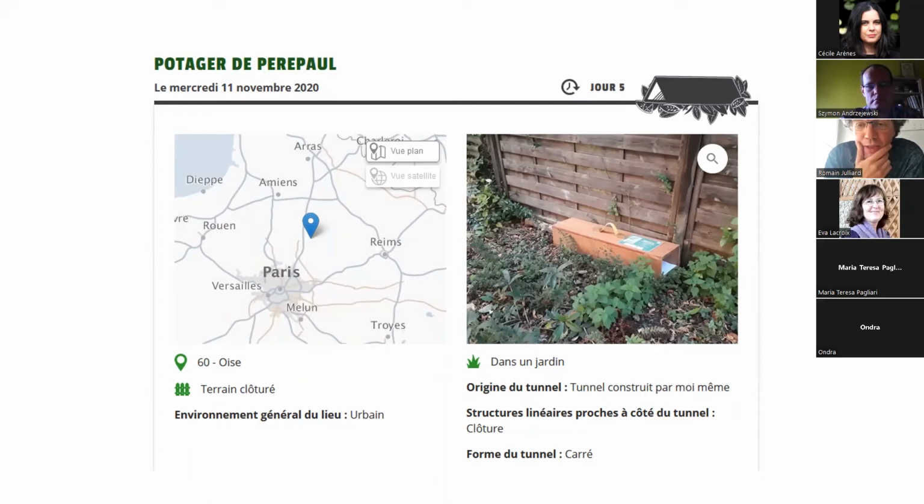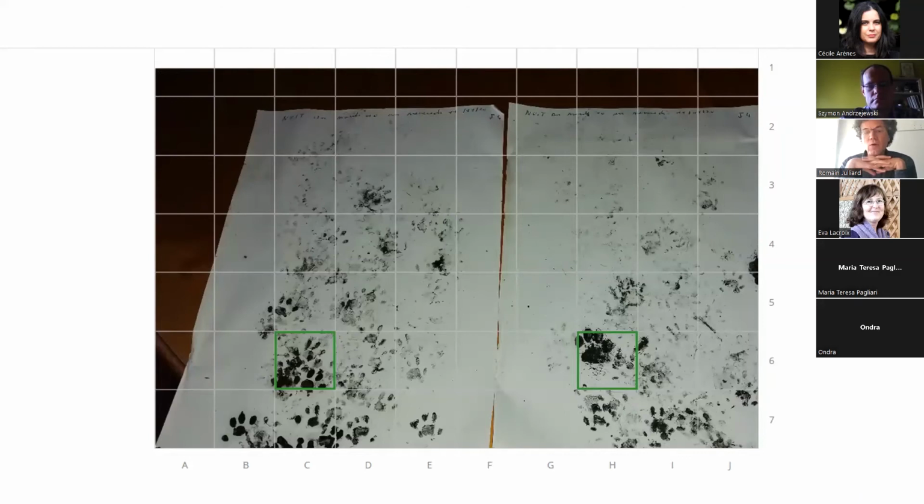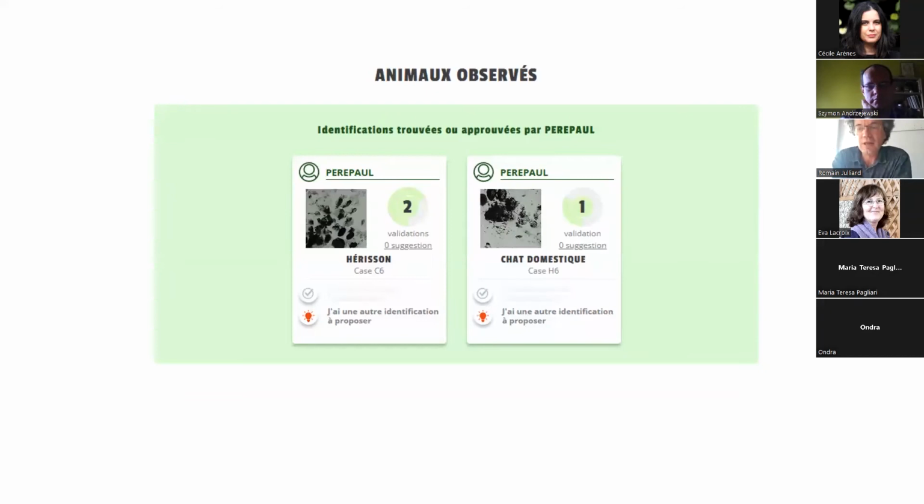So here is a handmade tunnel. You're also allowed to build one with standard size measure. And so all the animals that went through the tunnel during the night will leave footprints and tell a story, an ink printed story that you have to decipher. Indeed you have to identify which animal, which species have been through your tunnel over the night, and share it with other participants. Here you have a view of a typical participation, where the numbers you see are the ongoing validation process by other participants.